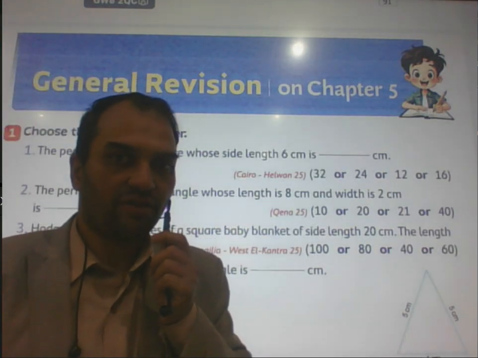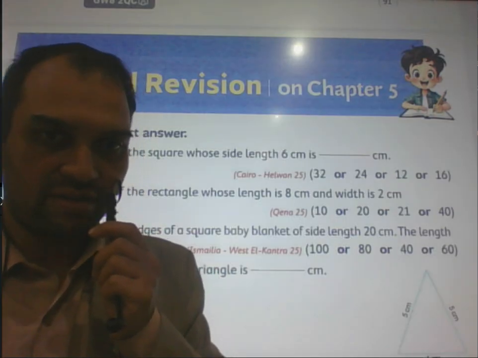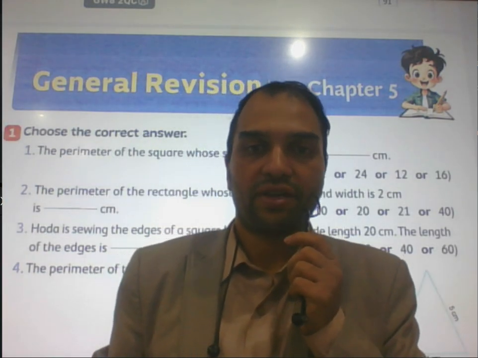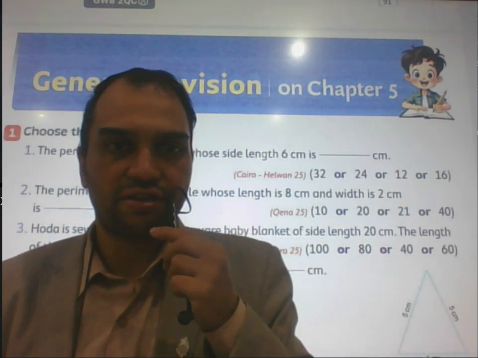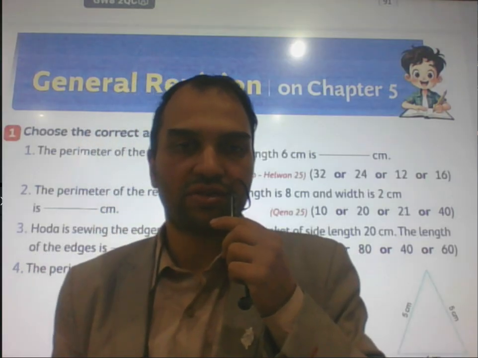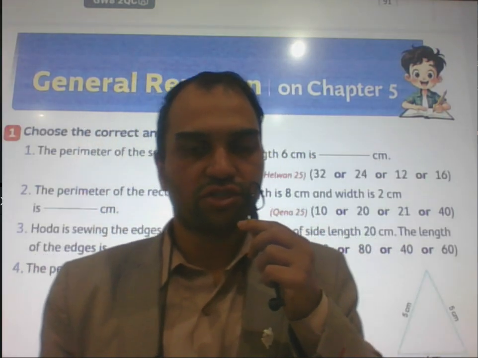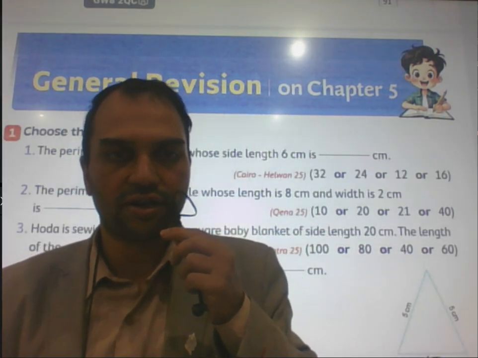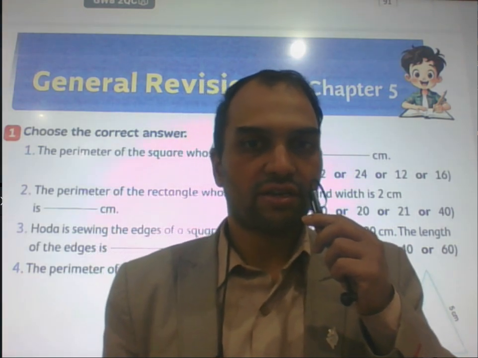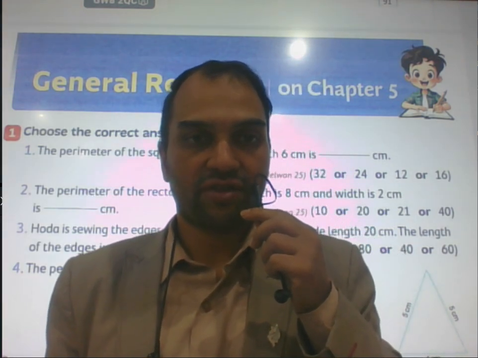We can find the area of a square by side times side, and a square has 4 sides of equal length. You can find the area of a square by side times side, and the perimeter is 4 times the side, because a square has 4 sides of equal length. Okay. And also the rectangle has 2 dimensions, different in length.